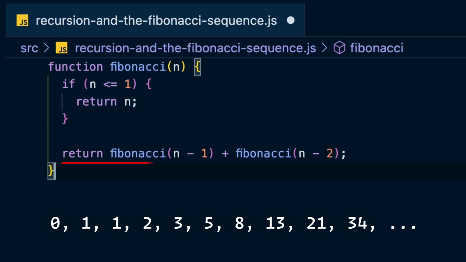For values of n greater than 1, the function calls itself twice, once for Fibonacci of n minus 1 and once for Fibonacci of n minus 2, and adds the results of these two calls. Here's a table showing the calculation of Fibonacci of 4.